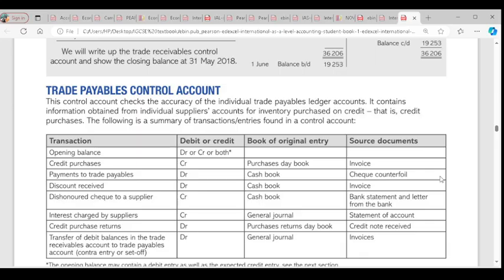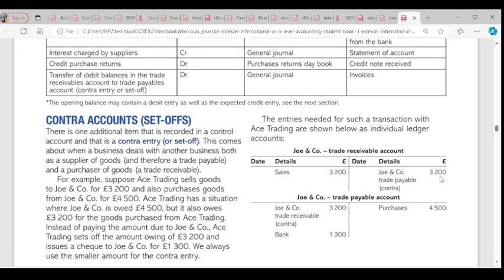So that takes us to contra accounts now. For a contra account, it means it's going to be on both sides. If it's on the debit side of the sales ledger account, it will be on the credit side of the purchases ledger control account. That's what we call contra. Do you understand contra there? So for contra, set-offs occur as a result of a business having to deal with another business as both trade receivables and payables.